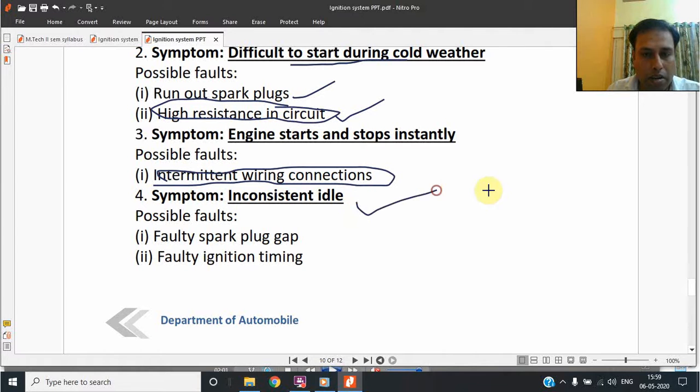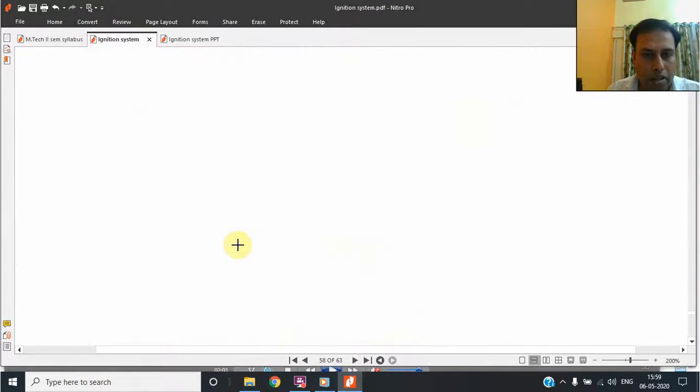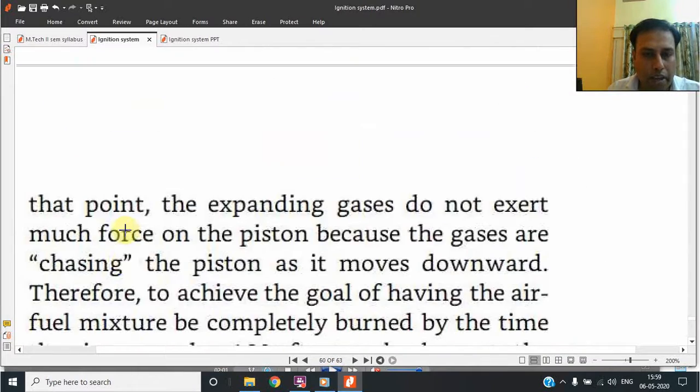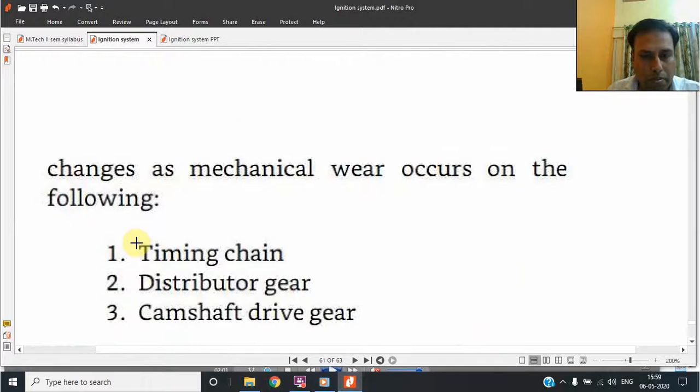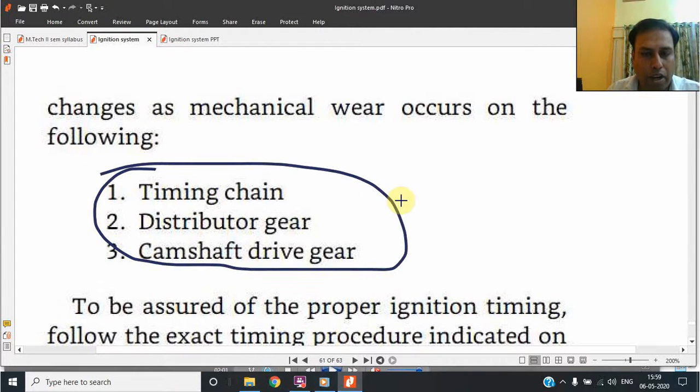The inconsistent idle means the vehicle is at a standstill and the engine is started. The reason might be the spark plug gap and faulty ignition timing, because ignition timing is also one of the defects that will be covered. Just after the spark plug defects, the ignition timing will also be covered, and what we have to do in this will be discussed, because of the timing chain, distributor gear, and crankshaft, camshaft drive gear.